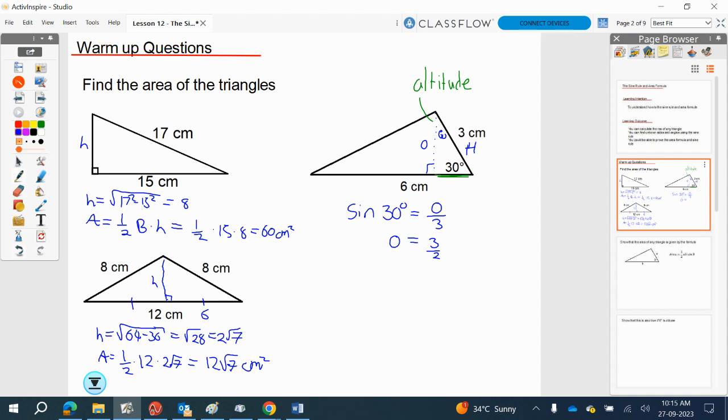So then we need half base times height again. So we've got the area is equal to a half times the base, which is 6, times the height, which is 3 over 2. Multiplying fractions is easy. We multiply the denominators together, we're going to get a 4. We multiply all 3 of the numerators together, 1 times 6 times 3. 3 6s are 18. 18 over 4. We can simplify that to 9 over 2. And that would be centimeters squared again.